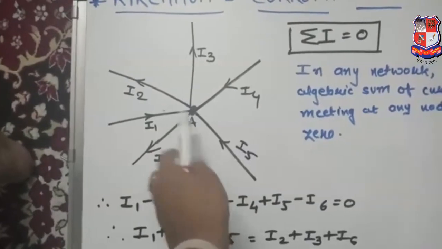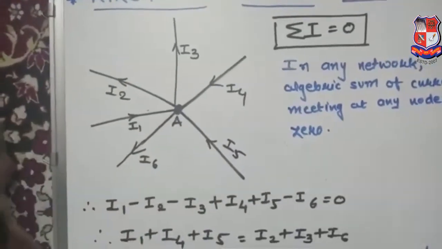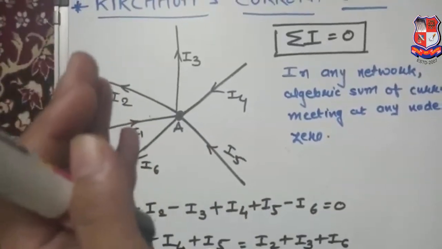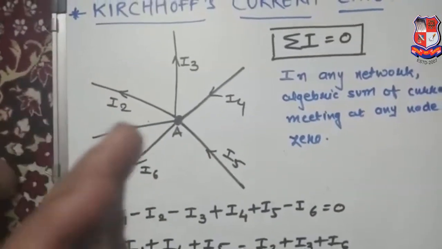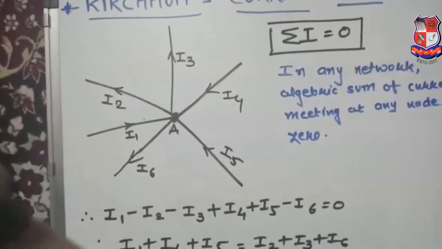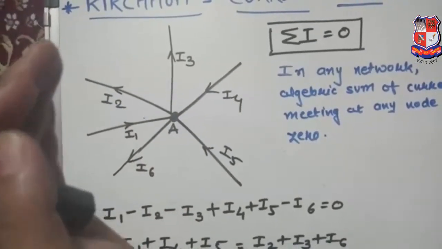Now see here, always the current which is flowing towards the node is considered as positive, and the current which is flowing away from the node is considered or treated as negative.